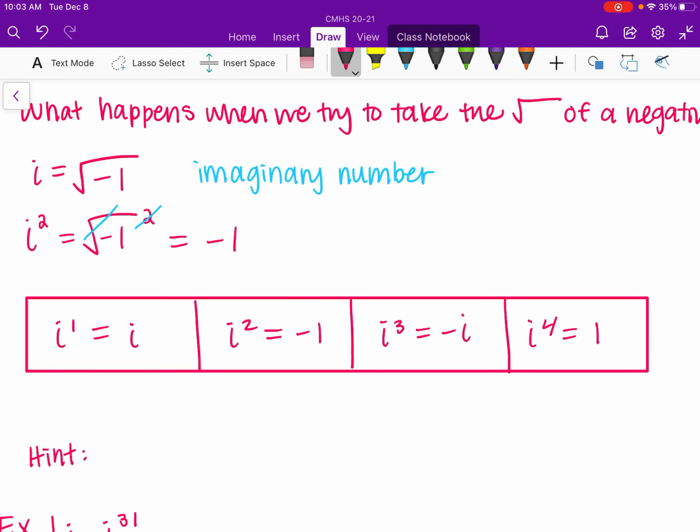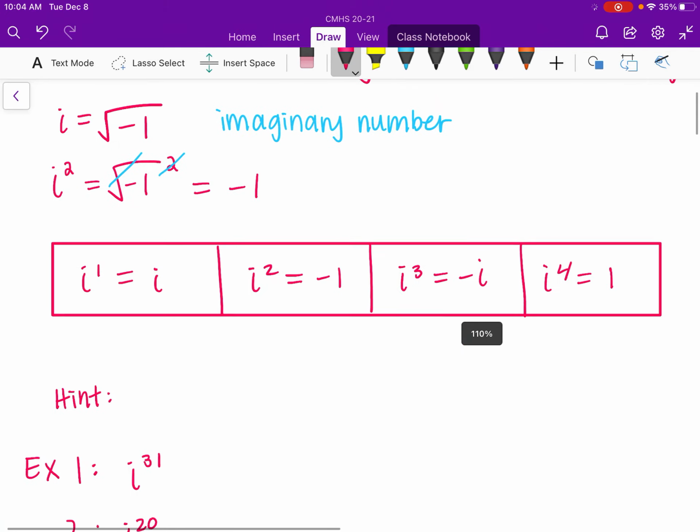So all of the other ones, if we go down here and say i to the fifth, it's going to be the same as i to the first. I to the sixth is going to be the same as i squared. I to the seventh is going to be the same as i to the third. And i to the eighth is going to be the same as i to the fourth. And so on. You could say 9, 10, 11, 12, all the way up. But basically, after 4, you don't have to write that. I'm going to erase it. After 4, they just repeat back to 1.